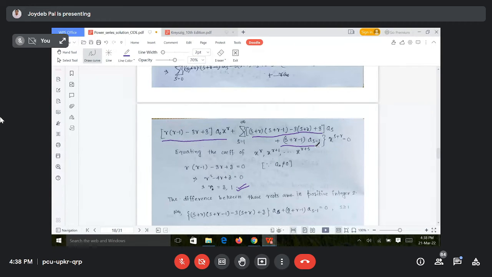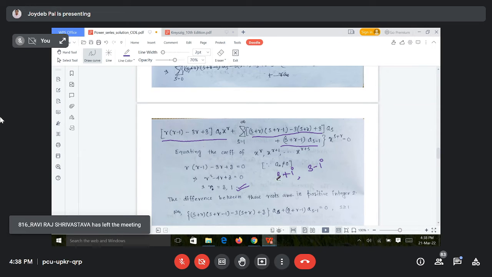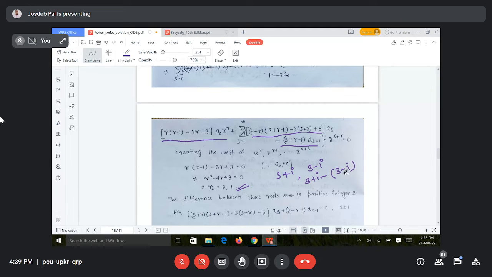Conjugate, correct. Means अगर complex root आएगा भी, then roots will be conjugate to each other, right? Like अगर ऐसे 3 plus i एक root है, तो another root should be 3 minus i. Now you verify their difference. It will be what? 3 plus i minus 3 minus i.